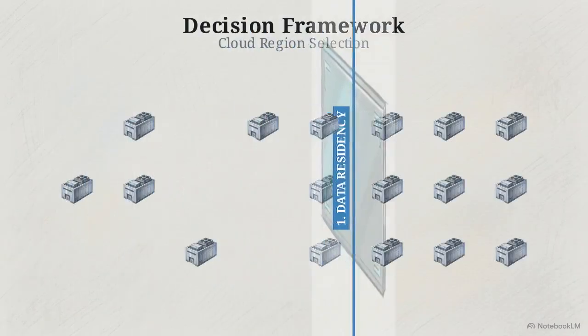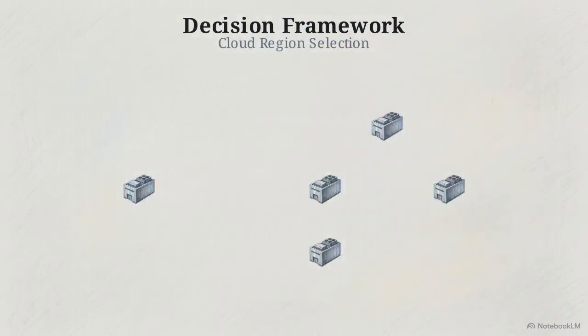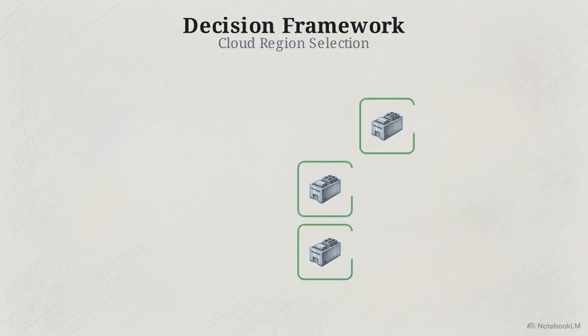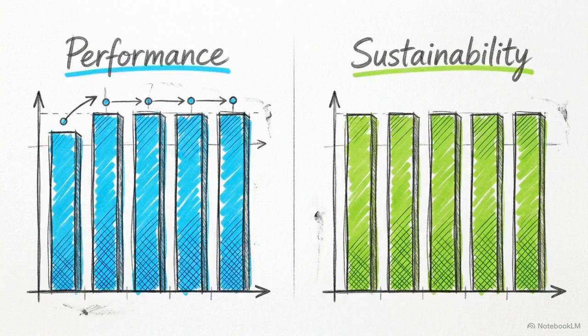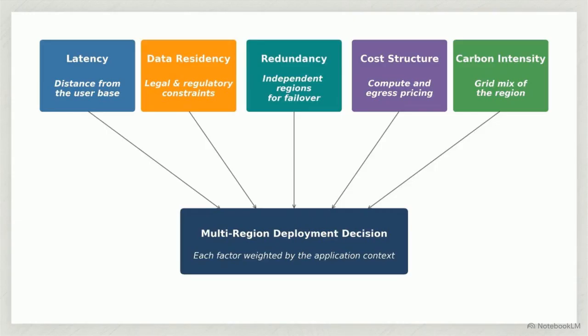Designing for this scale requires a ruthless filtering process. You are never maximizing a single variable like speed or carbon efficiency. You are balancing competing demands to find a solution that survives reality. This flowchart shows the 5-step decision framework. Notice how each factor must be weighed.